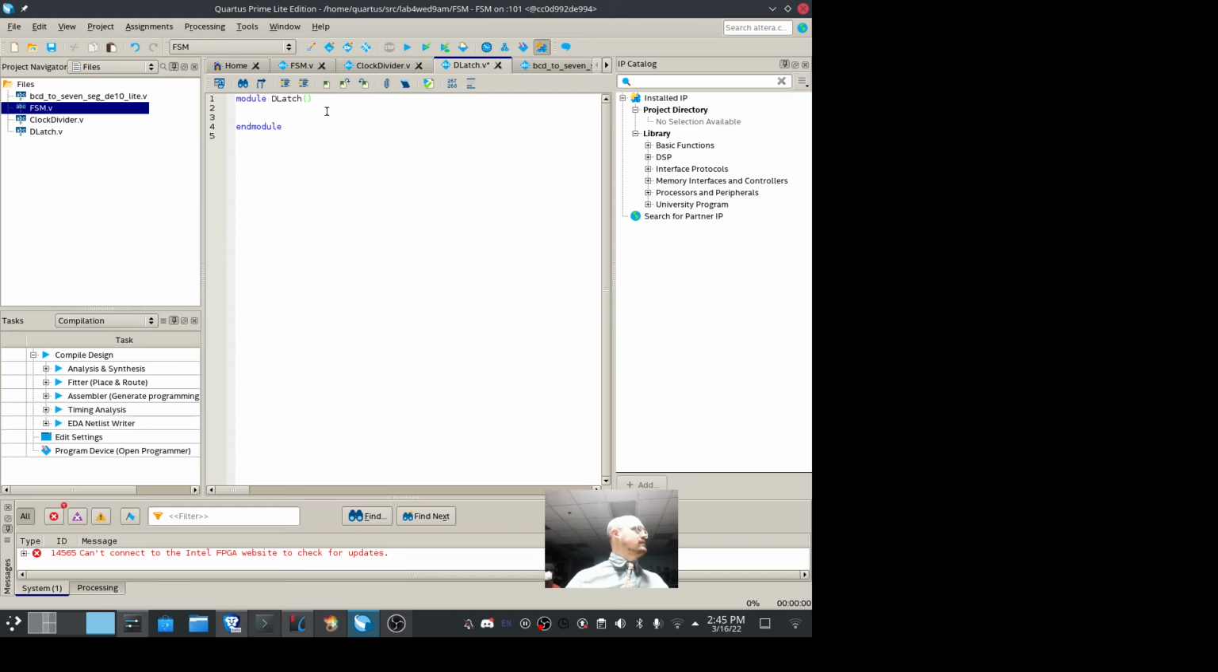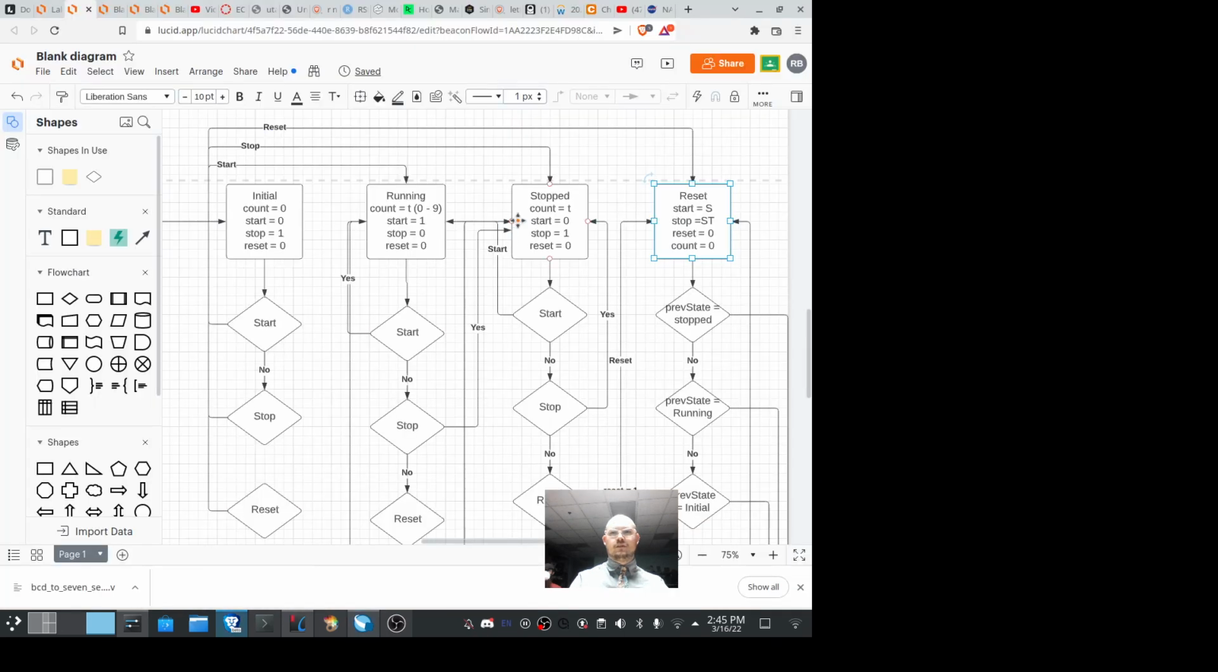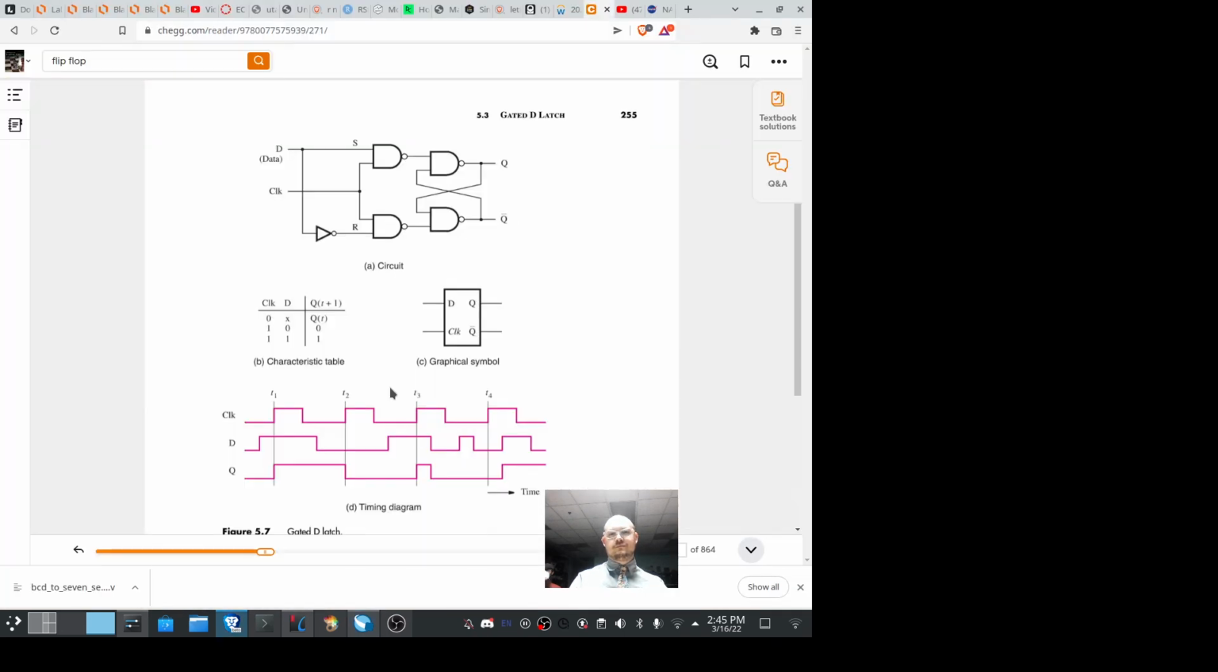But that's the idea. So now we need to figure out how we can do that. And for that, I'm going to refer to your book. This is on page 255 of your book.